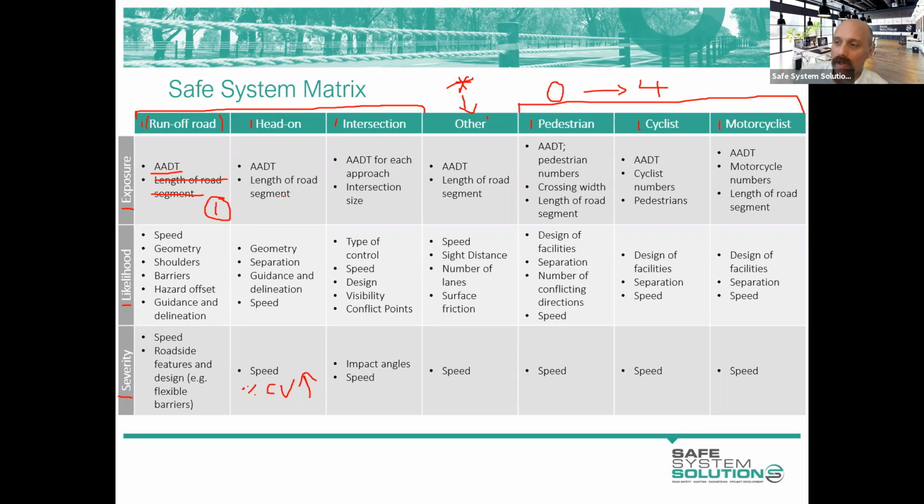So you go through and you do that with all of these. And usually if my run-off road's 1, my head-on's going to be 1, and my intersection possibly is going to be 1. It depends on side road volumes because you add up your main line and your side road volumes. And other, again, is probably going to be 1, depending on exactly what crash type we're thinking about.